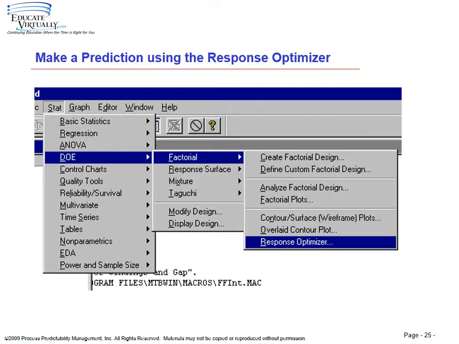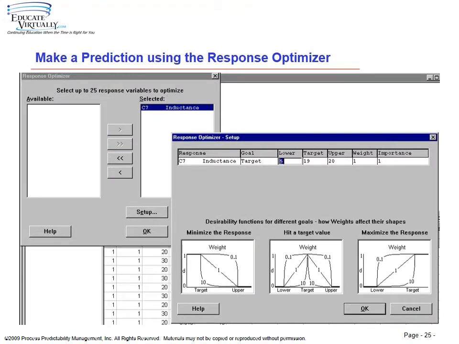To make a prediction using Minitab, we use the response optimizer. So to get to that, it would be Stat, DOE, Factorial, and then select Response Optimizer. Once you've done that, the dialog box comes up and asks you to select the outcome or the response that you're going to be evaluating against. In this case, it is inductance. After you've selected inductance, then we can select setting up the response optimizer.